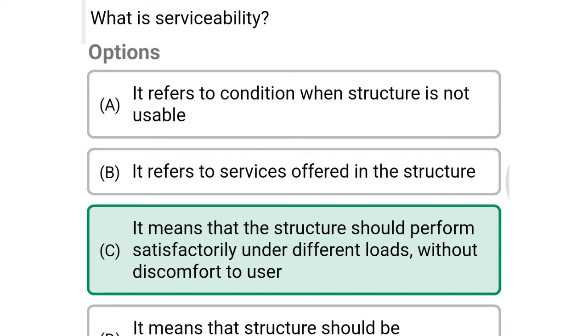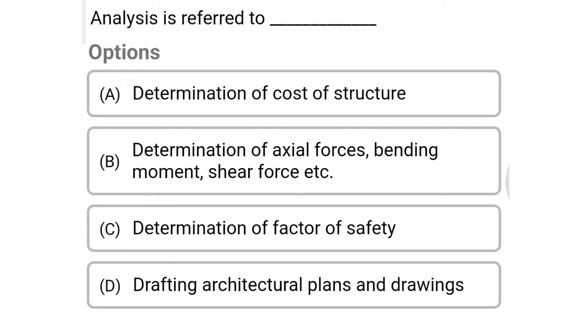So next question, analysis refers to option A determination of cost of structure, option B determination of axial forces, bending moment and shear force etc., option C determination of factor of safety, option D drafting architectural plans and drawings. So the correct answer is option B determination of axial forces, bending moment and shear forces.